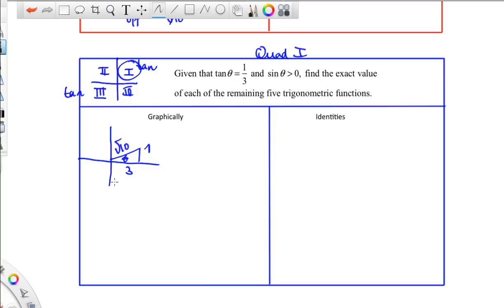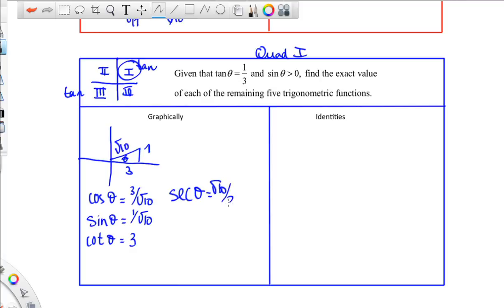Now I drew it in the right quadrant, and that means that I can find all the other values based on this. So the cosine is 3 over the square root of 10. The sine of theta is 1 over the square root of 10. The cotangent of theta is 3 over 1, which is 3. Then the secant is just flipping the cosine, the square root of 10 over 3. And the sine and the cosecant are related, so that's the square root of 10 divided by 1, which is just the square root of 10. So there we go, those are the values.